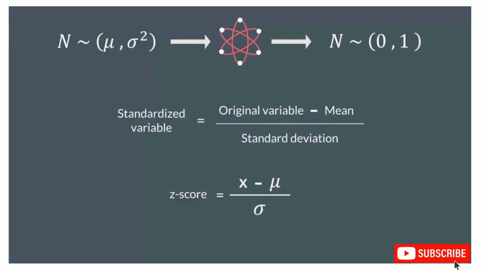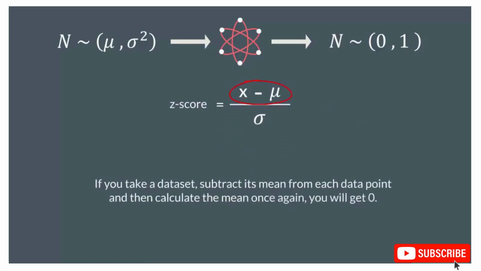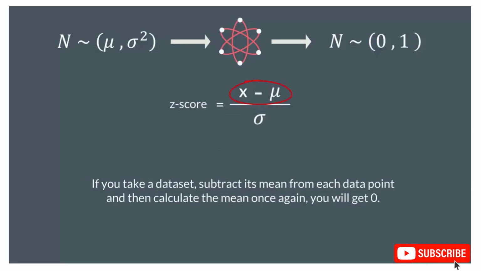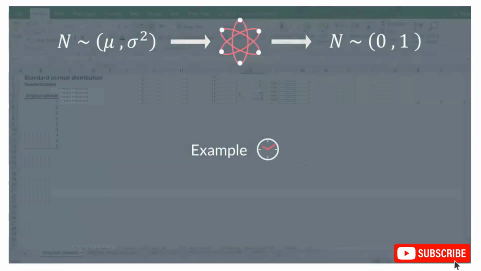Let's try to interpret it. First, we have to look at the numerator. If you take a dataset, subtract its mean from each data point, and then calculate the mean once again, you will get 0. The following example will help us prove that.